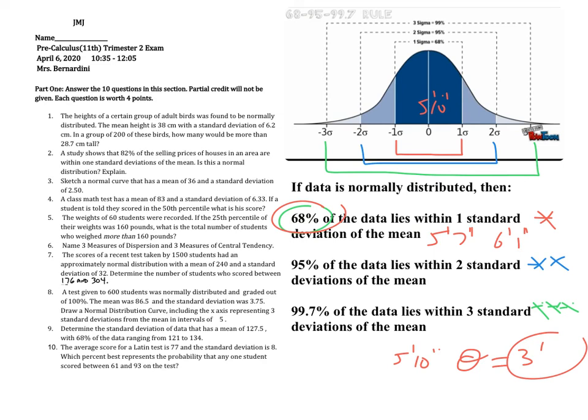95% of the data is within two standard deviations. So two standard deviations would be 6 inches. So we know that 95% of men are in between 5'4" and 6'4". And we know that 99.7% of data lies within three standard deviations. Well, three standard deviations would be 9 inches. So 99.7% of men are in between 5'1" and 6'7". So that's how we do some calculations if we know that data is normally distributed.